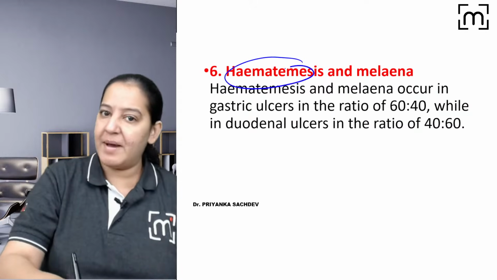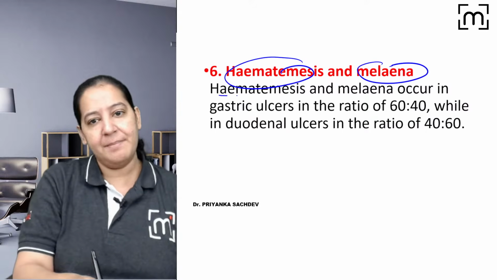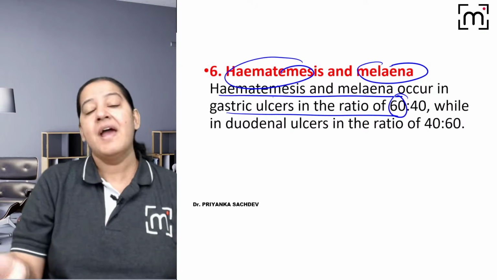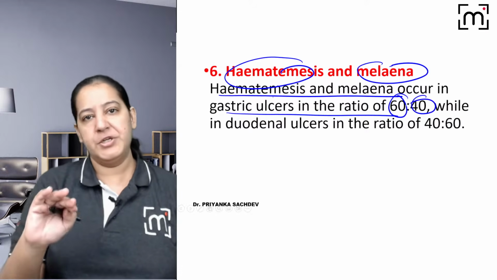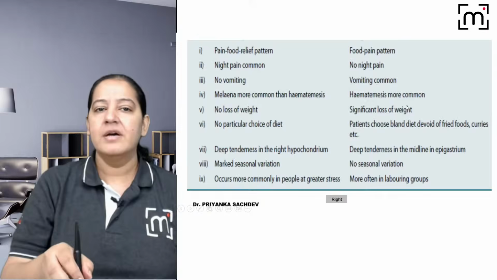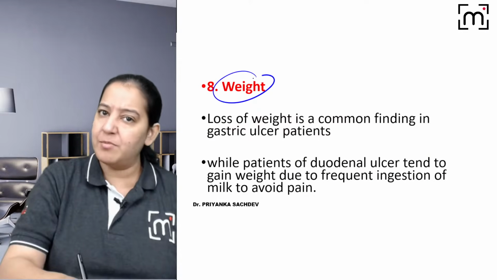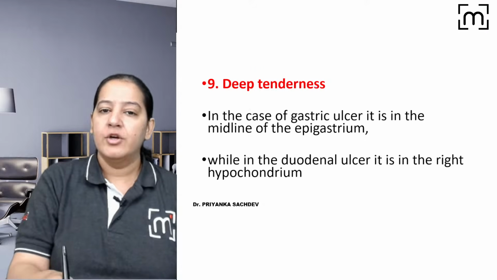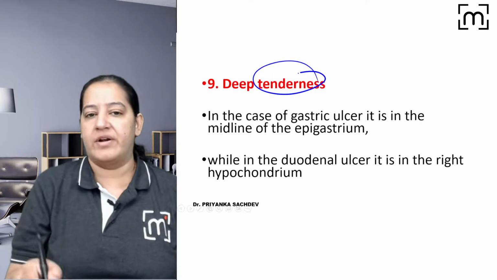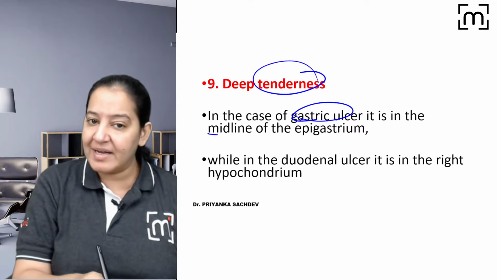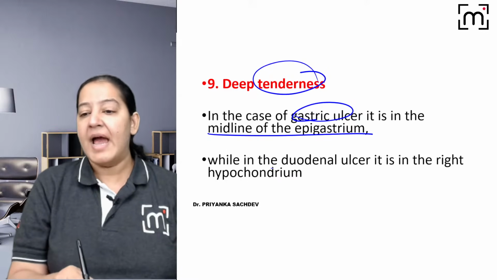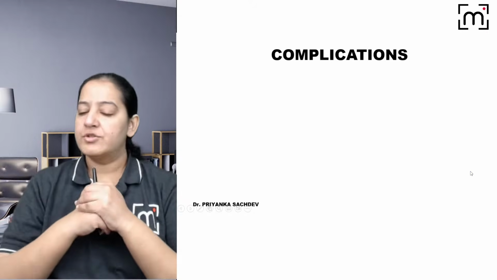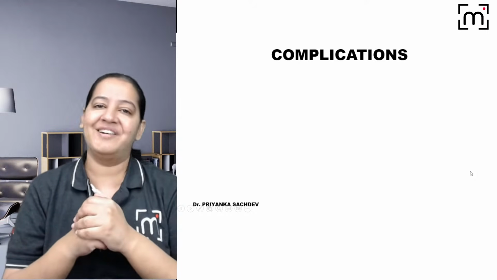After that, we have understood hematemesis and melena. Both occur in gastric and duodenal ulcers, but hematemesis is more common in gastric and melena is more common in duodenal. You understood the ratio, right? Weight loss is more common in gastric, but there is no weight loss in duodenal. You have to see the tenderness in which quadrant. The gastric ulcer has midline tenderness in the epigastrium, and duodenal ulcer has right hypochondrial tenderness. So we are done with the clinical features and the differences also.